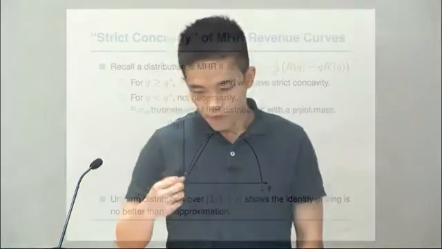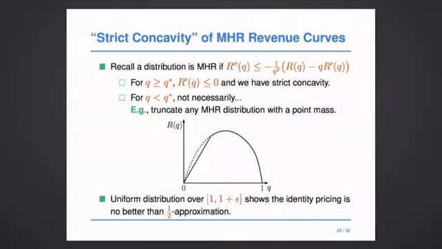So, not exactly a point mass. Let's say a uniform distribution between 1 and 1 plus epsilon for very small epsilon. Then basically, the revenue per sale is 1, but the sale probability for identity pricing is only 1/2. Right, it's kind of a point mass, but you play with it a little bit. Yeah. So the takeaway point is this.